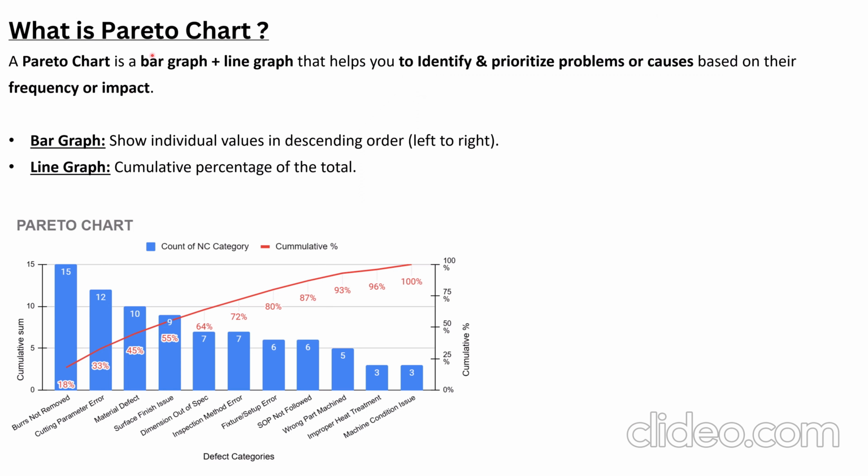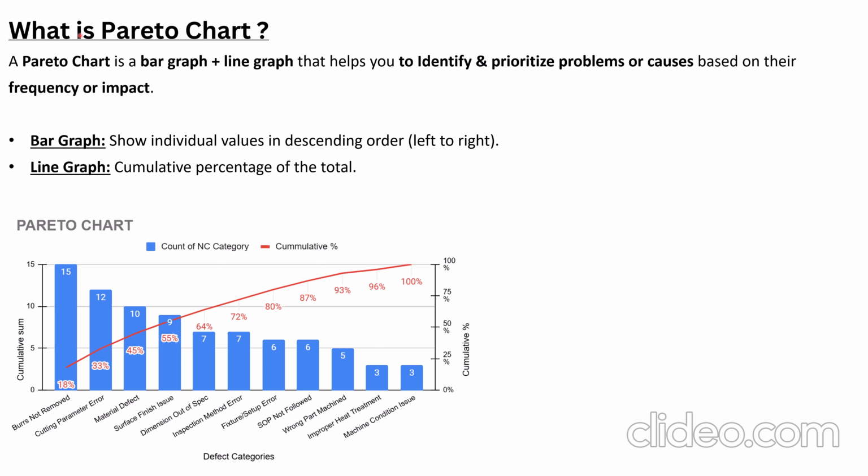So what is a Pareto chart? A Pareto chart is a bar graph plus line graph that helps you to identify and prioritize problems or causes based on their frequency or impact. The bar graph shows the individual values of each of these defect categories in descending order from left to right. The line graph is a cumulative percentage of the total.